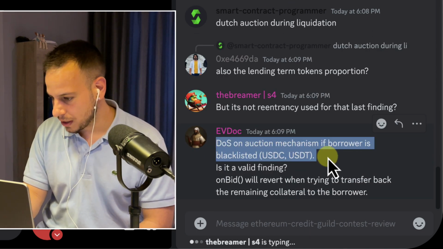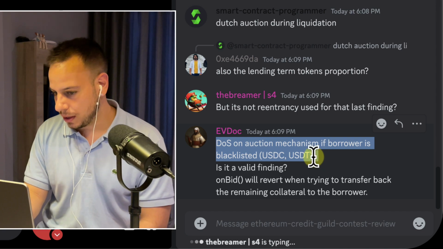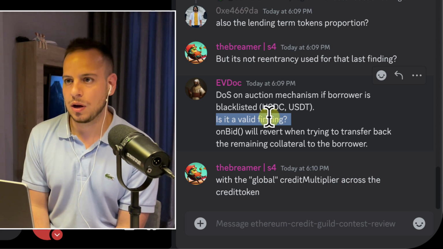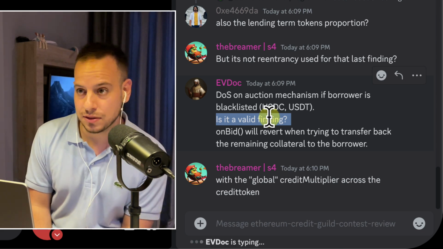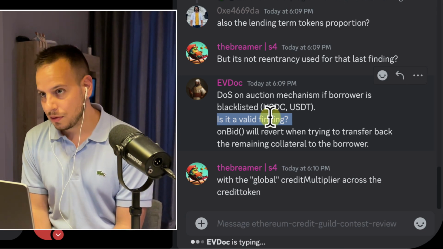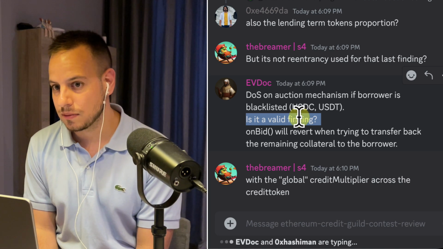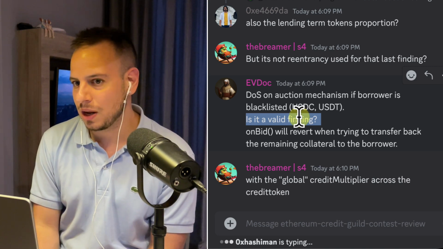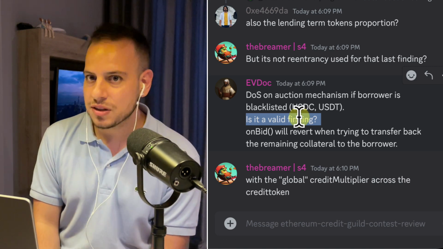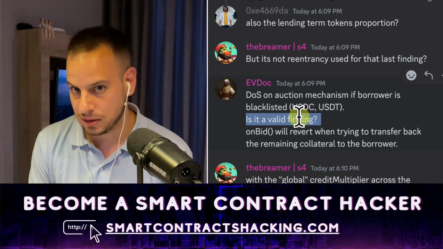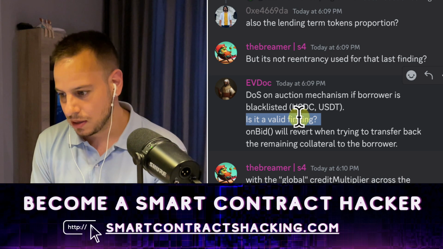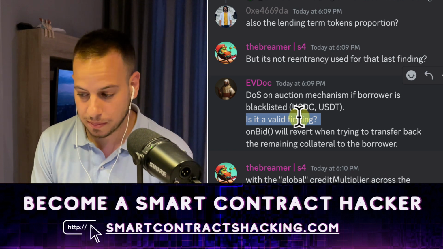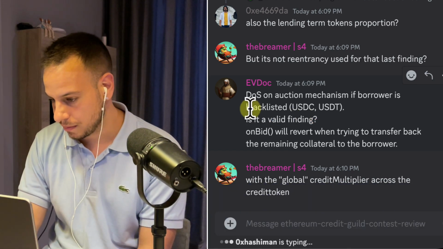Oh, DOS on auction mechanism if a borrower is blacklisted. Let's think. So there is an auction. Someone is paying the credit to get the collateral. The collateral is in the smart contract. So no, it doesn't matter. If the borrower is not in the picture, the collateral is already in the smart contract. Someone is offering to give credit tokens to the lending term contract to get those collaterals that are already locked in it. So the borrower is not relevant anymore. It's not a valid finding, EVDoc.